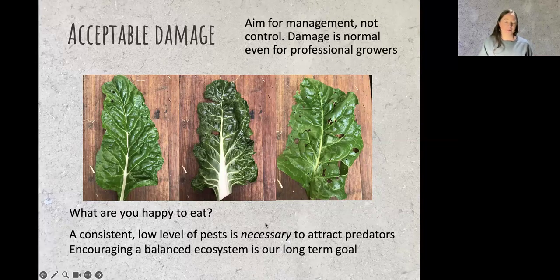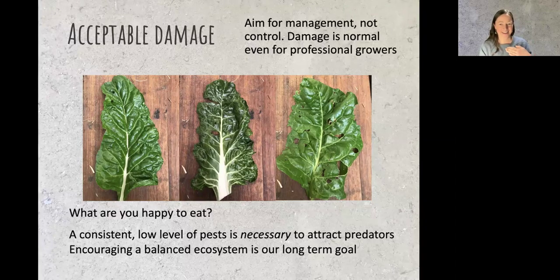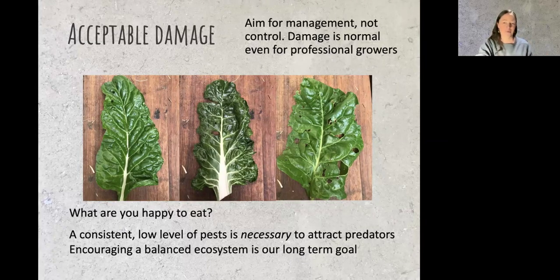Something that also might be a surprise is that I am aiming not for complete destruction of pests, but I actually want this consistent low level of them. Because if I don't have a low level of pests in the garden, it's just not possible to maintain the predators that I need to create a balanced ecosystem. So I'm quite happy if there's a few holes, as long as we're also getting a crop. We'll look at some options in a minute for what to do if you're not getting a crop.